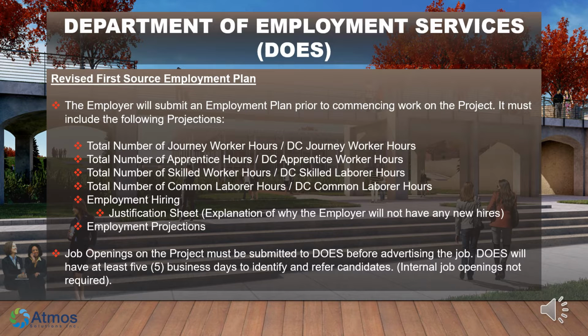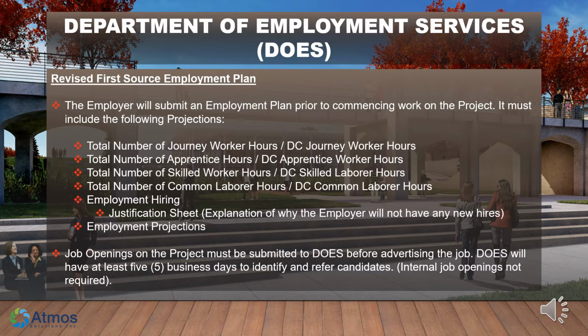The revised First Source Employment Plan details the projections of how many hours will be worked by DC residents in the previously discussed categories, as well as a hiring plan. There will also be an opportunity on the revised First Source Employment Plan to disclose why you will not be having any new hires for the project. While you do not have to employ work in all categories, any that you do use must meet the percentage requirements for DC hours. Please note that failure to meet these requirements will result in a monetary fine.